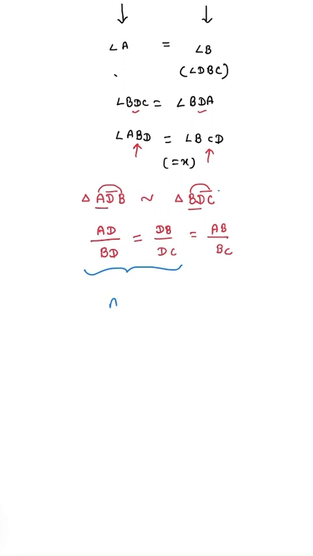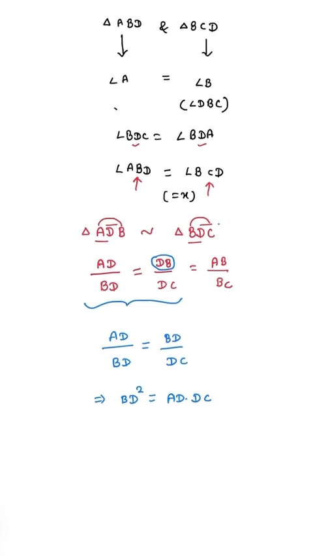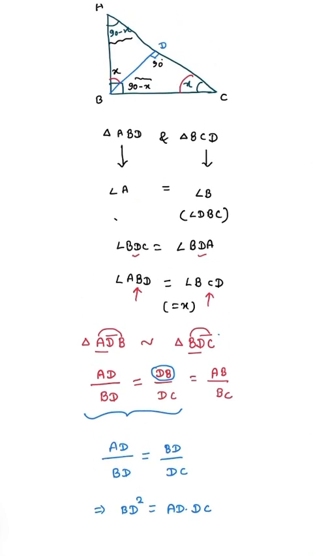Now we will take the first two pairs, and for the first two pairs we can write AD by BD equal to, since DB is nothing but BD only, let's write it in the same order so that we can write some meaningful expression, and this will finally be reduced to BD square is equal to AD into DC. This is a very important result. Sometimes it is used directly. So BD, that is the perpendicular, squared is equal to AD into DC.